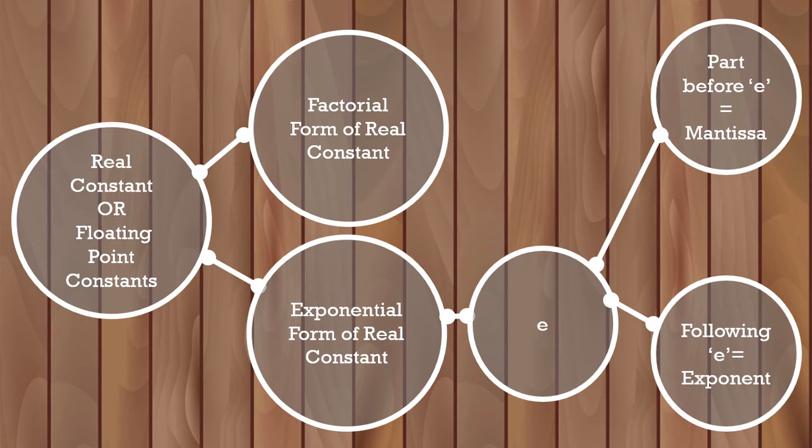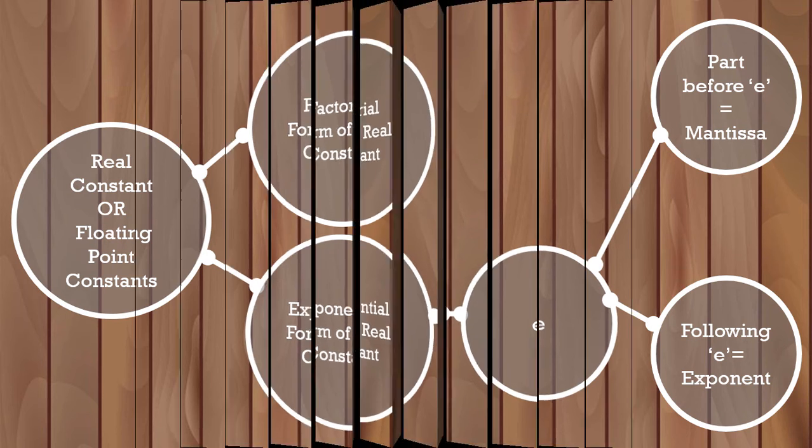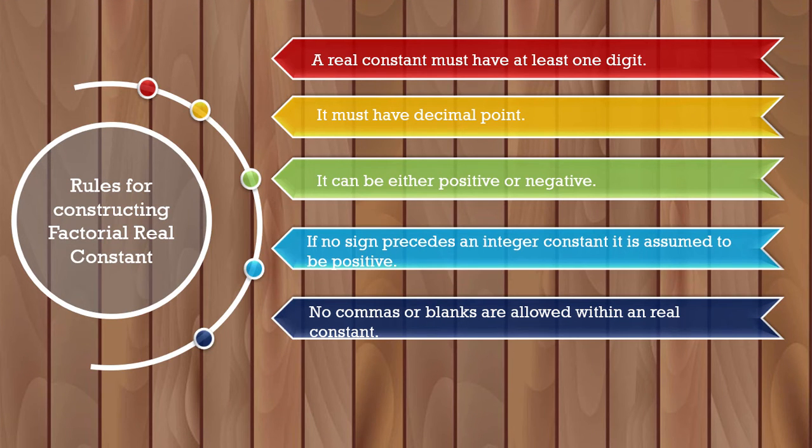Next, what is a real constant? Real constants are also called floating point constants. They are of two types, fractional constant or exponential constant, respectively called the fractional form and the exponential form of a real constant. The exponential form is denoted with the help of the letter e. If a constant has e, then the part before e is called the mantissa, and the part after e is called the exponent.